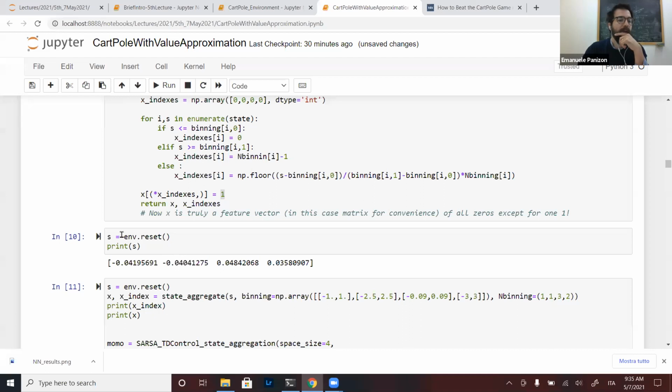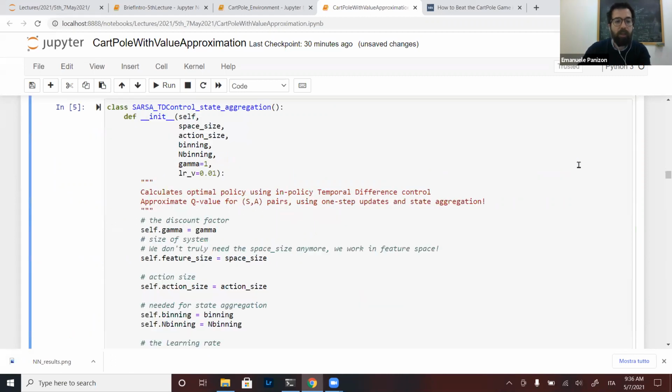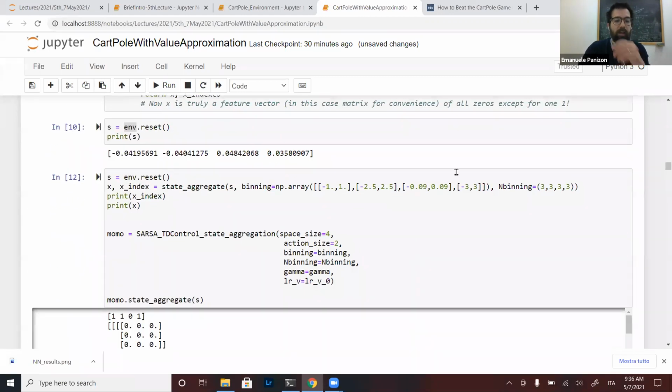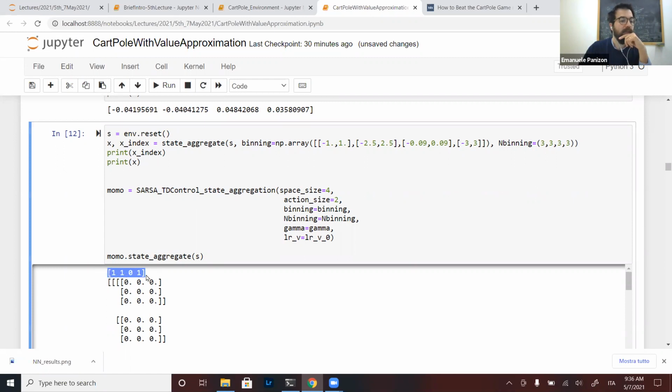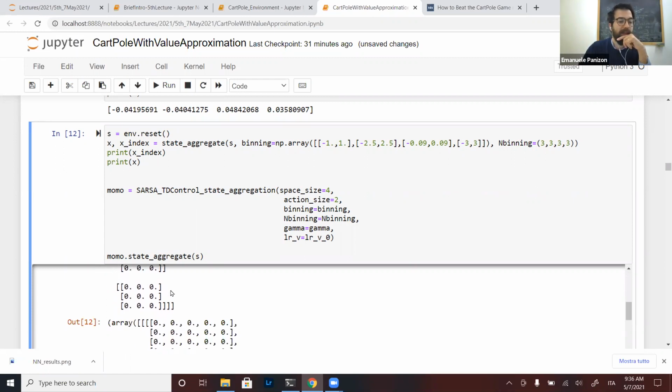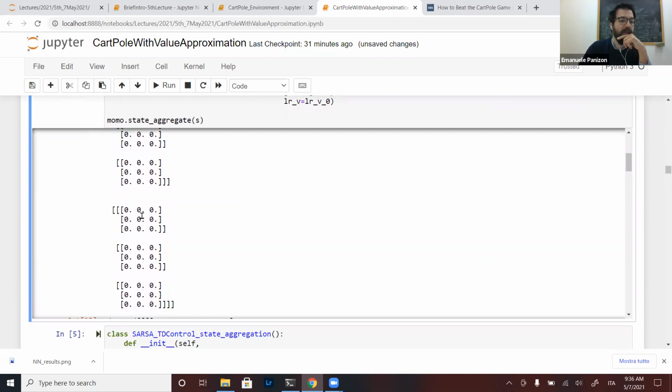So now, okay, now I have my state. The environment is cart pole, so this just returns the starting state. I'm printing, so this is the state, 4 real numbers very close to 0. And then if I ask the state aggregation in these simple rules, for example, I'm asking a binning which is actually asymmetrical. Let's do 3, 3, 3, 3 or something. Then I can ask, okay, if the binning is 3 in each dimension, what is my index? My index is 11101.